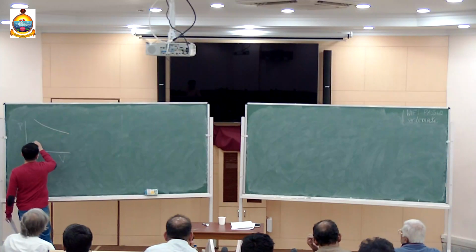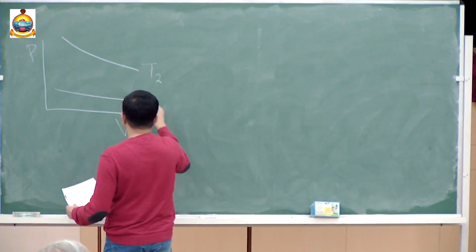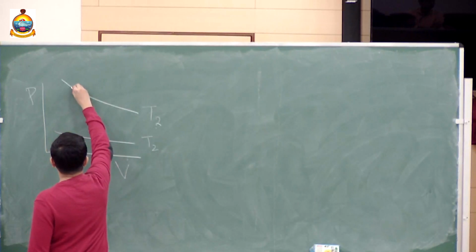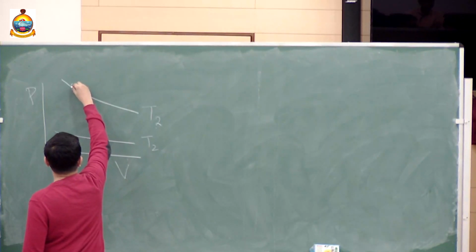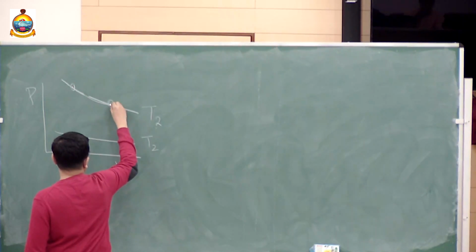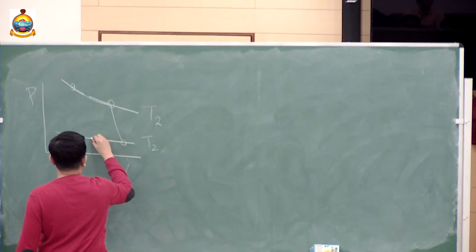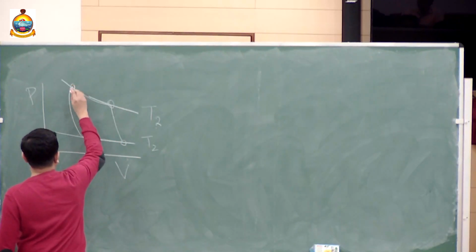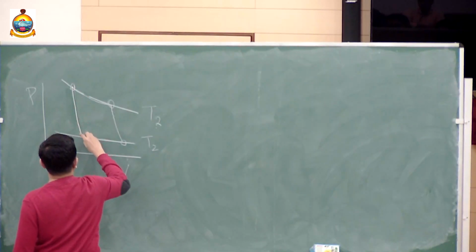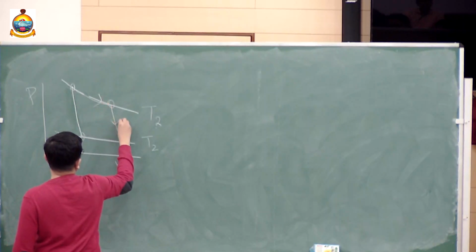So this was the picture: there are these two isotherms, at temperatures T2 and T1. You start with some point and move along this isotherm, so that's an isothermal transformation. Then you do an adiabatic transformation, then another isotherm, and then you go back to your initial point.